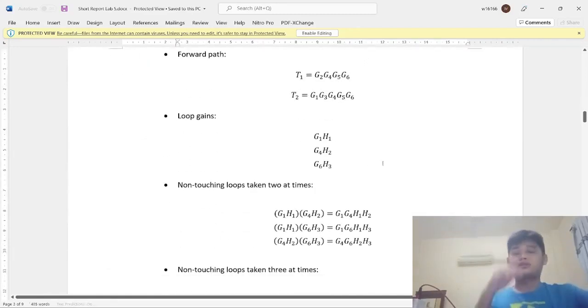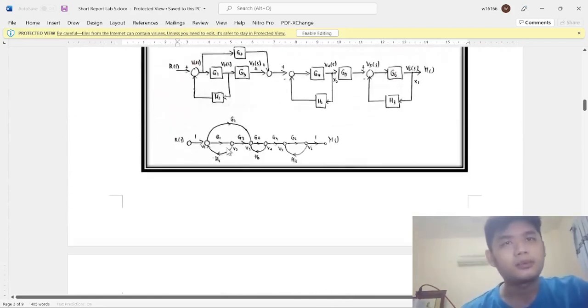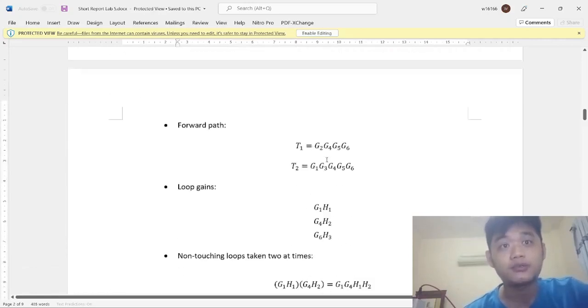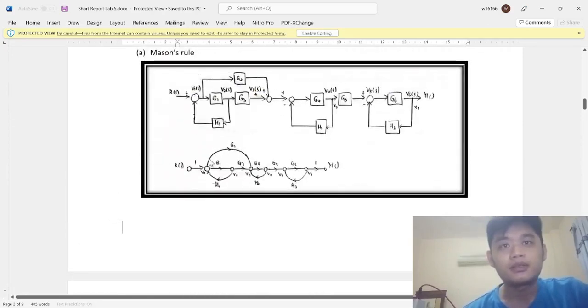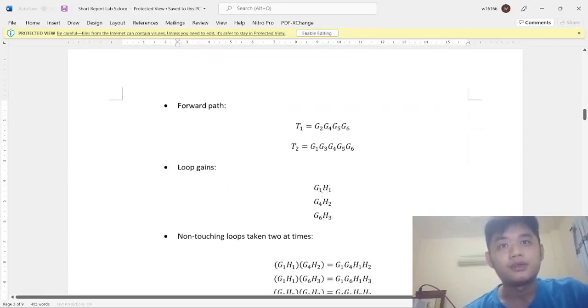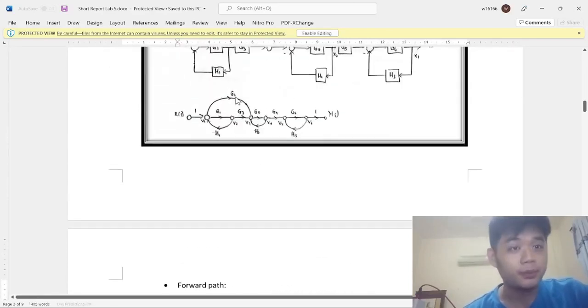The next step is to take out the loop gains. Here we are going to have three different loop gains, which are basically G1, H1, G4, H2, and G6, H3. This one is not considered a loop, because it is not for the loop gain. It is actually for the forward path.